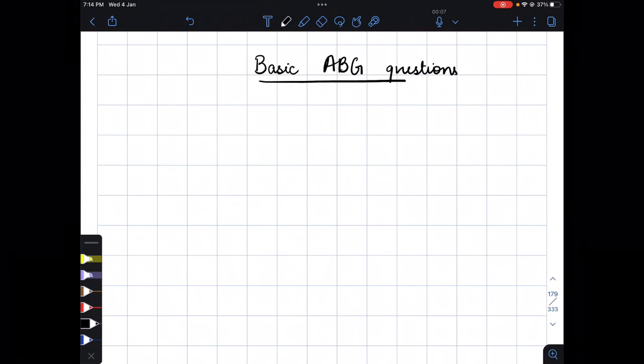For that we have one basic table. For the ABG questions, our format is like this: first we have to check the pH level, then the partial pressure of CO2, after that the bicarbonate level, and then we have to interpret what it is. Then we have the interpretations.